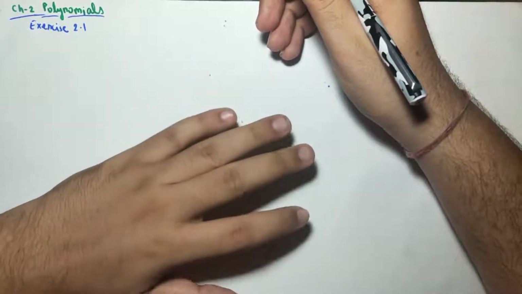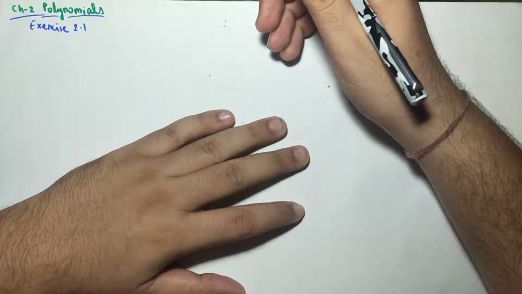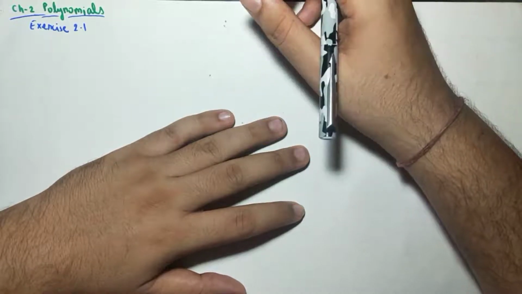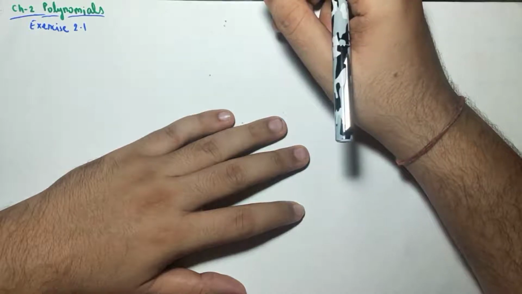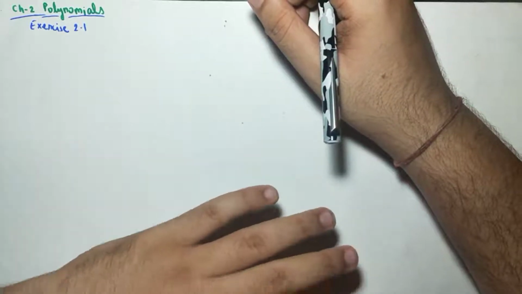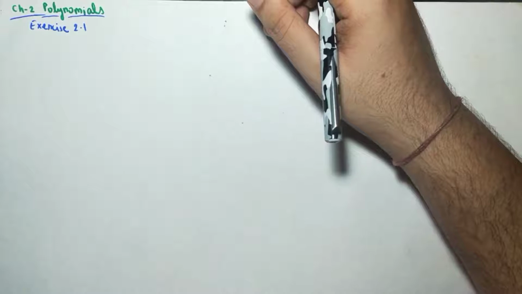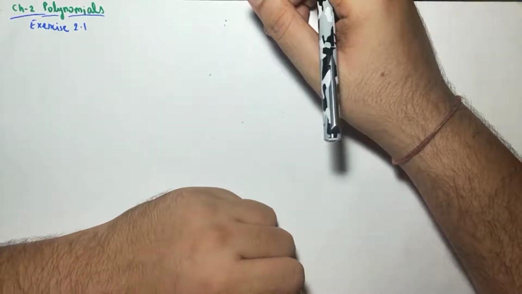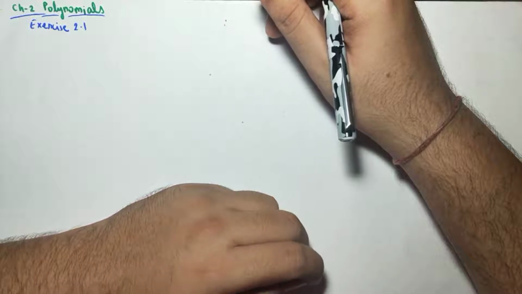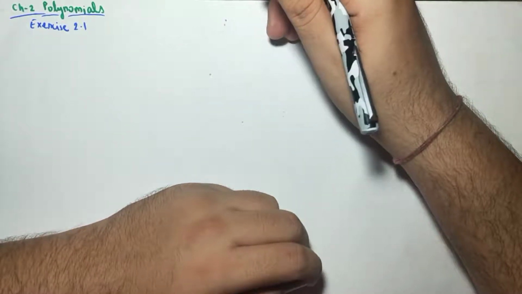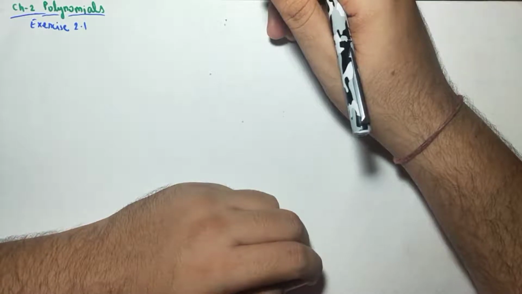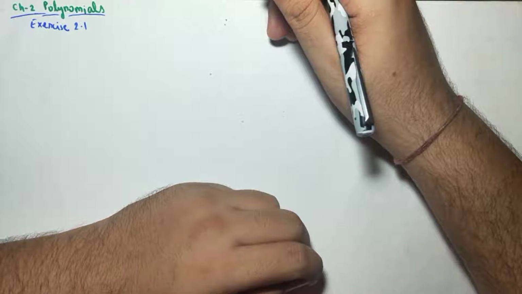In 2.1 something has to be clarified. We know what our polynomials are. If you don't know what polynomials are, I am giving the link of a video which gives the basic concept and the overall understanding of polynomials in the description of this video. So first go through that video, understand what a polynomial is, then come back to this exercise. If you know what a polynomial is, then you can continue watching this video right now.